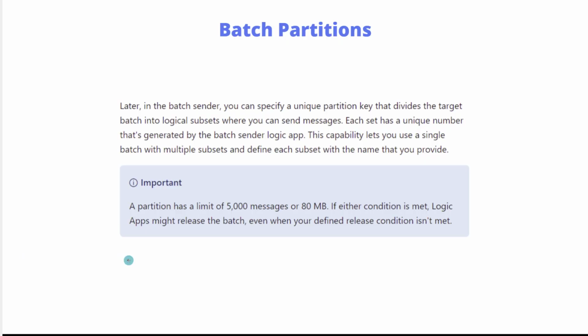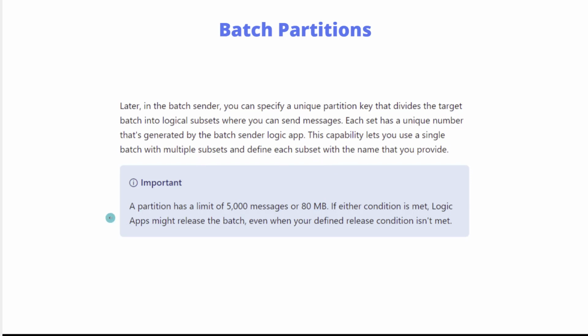All right, a little bit more info from docs.microsoft.com. Inside of a batch sender, we can specify a unique partition key that divides the target batch into logical subsets where you can send messages. Each set has a unique number that's generated by the batch sender logic app. This capability gives you a single batch with multiple subsets, and you define each subset with the name you provide.